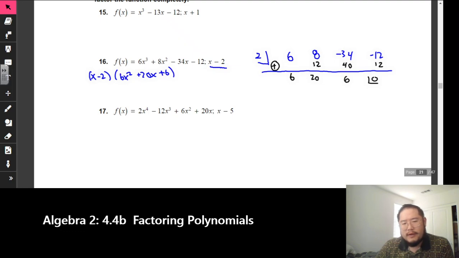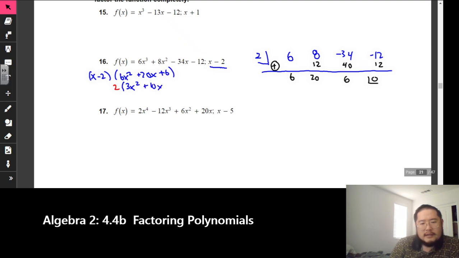We could possibly factor out a 4. Can we? No. We could factor out a 2 out of all of that. Maybe that'll make things a little bit easier for us. Okay, so let me factor out a 2 right here. And so we're left with now 3x squared plus 10x plus 3. And we still have the x minus 2. Okay, so let's not forget about that.